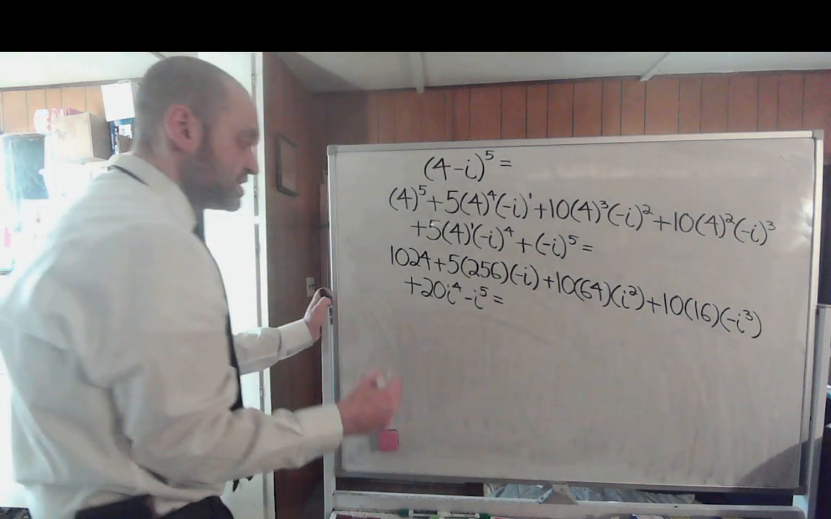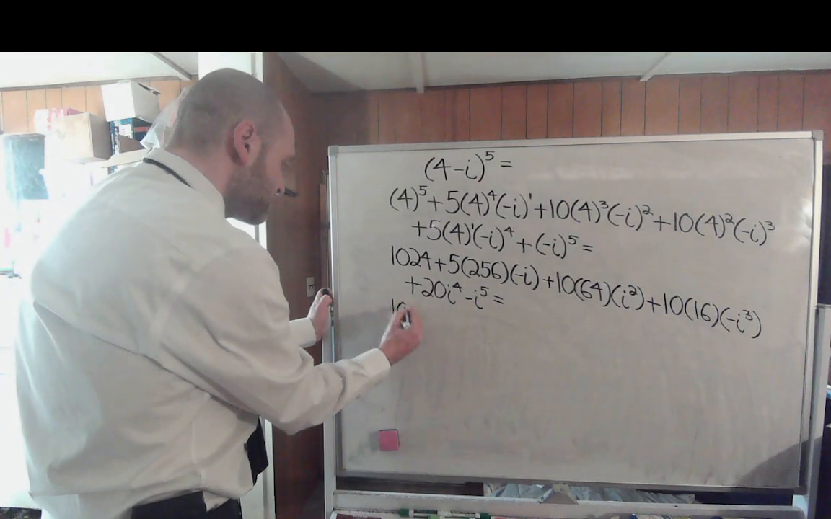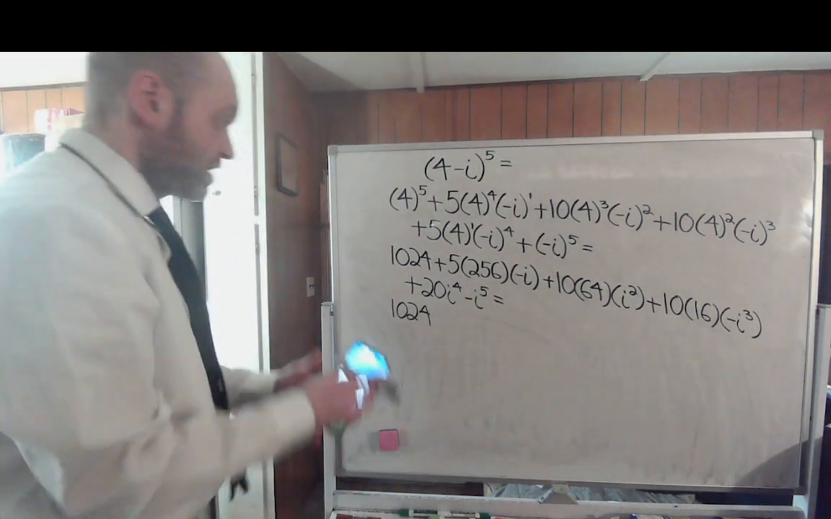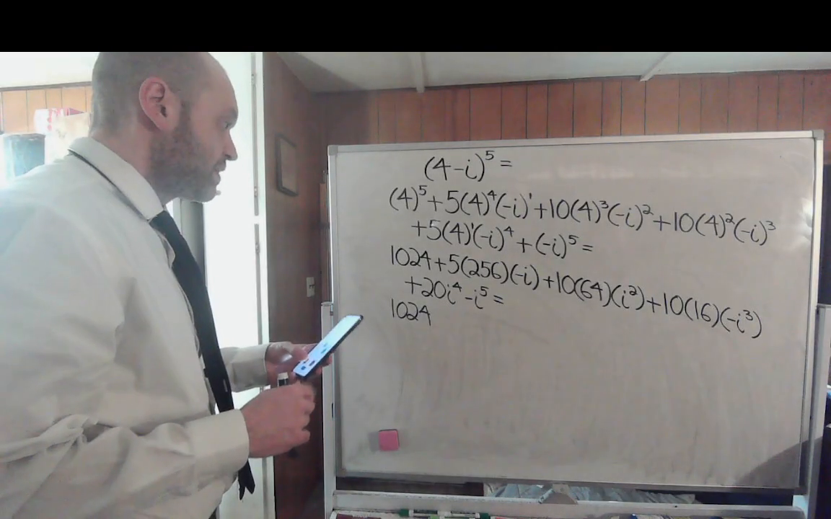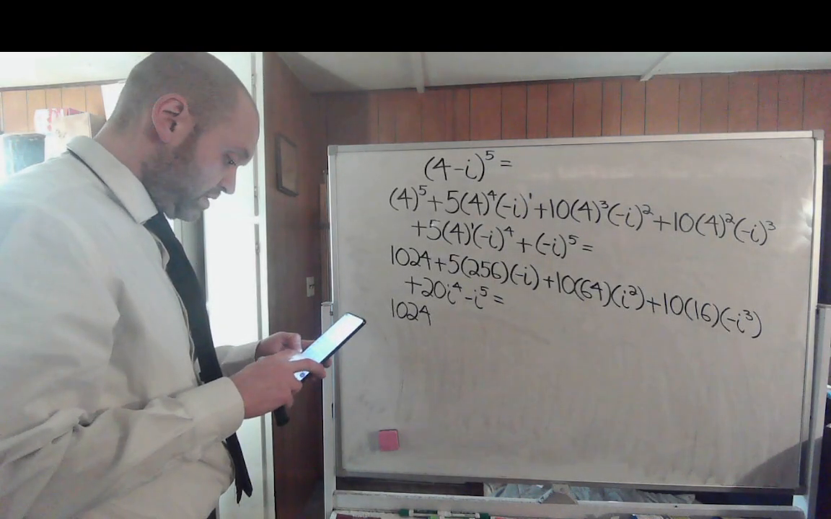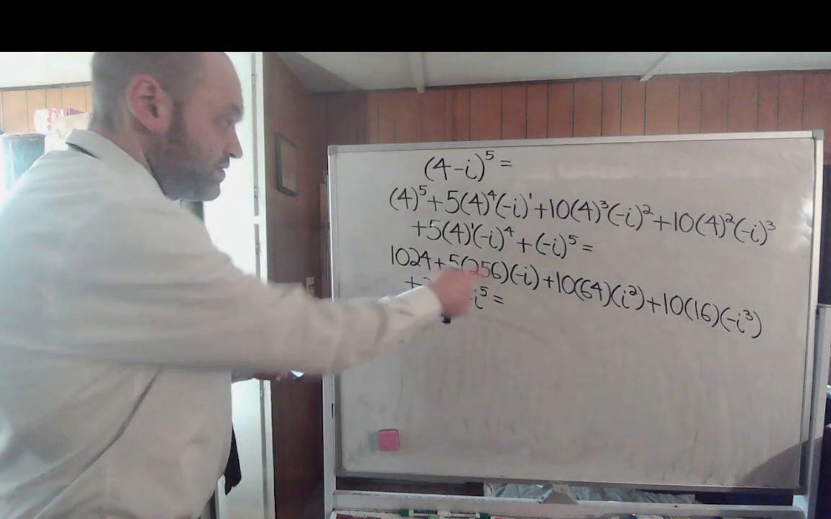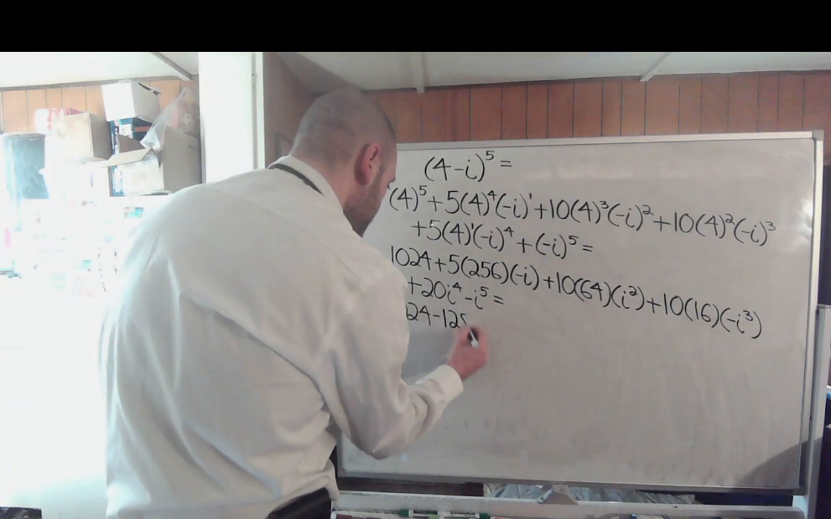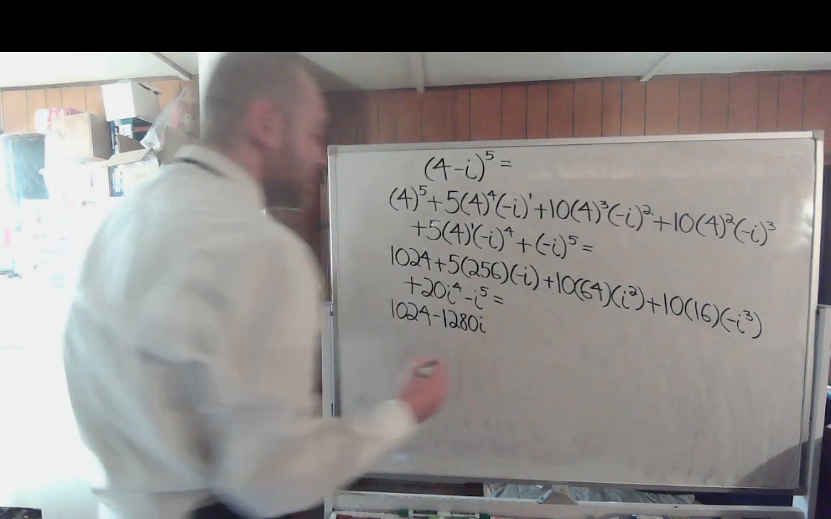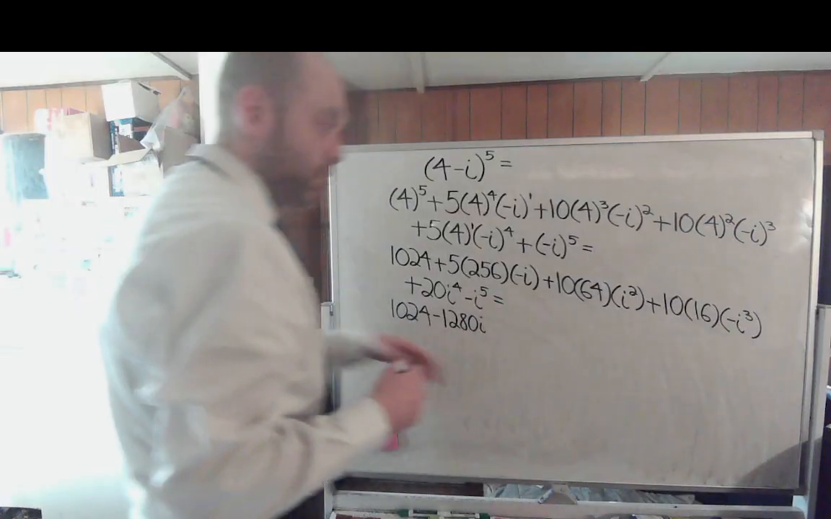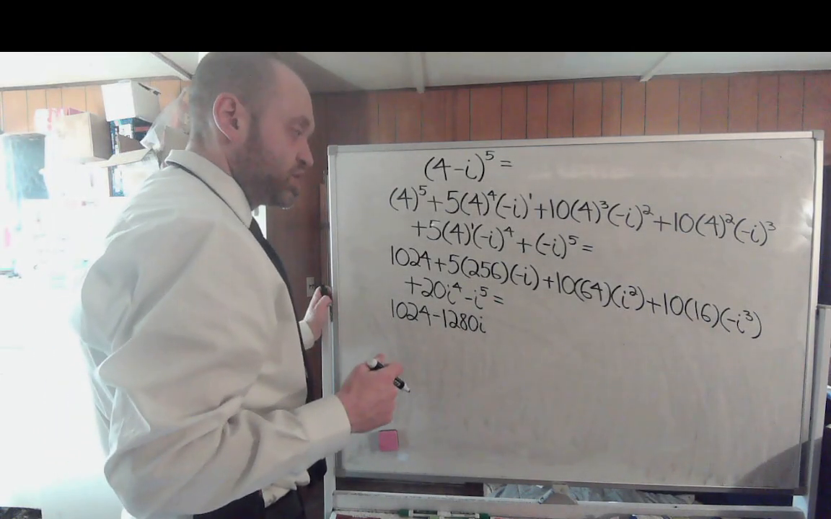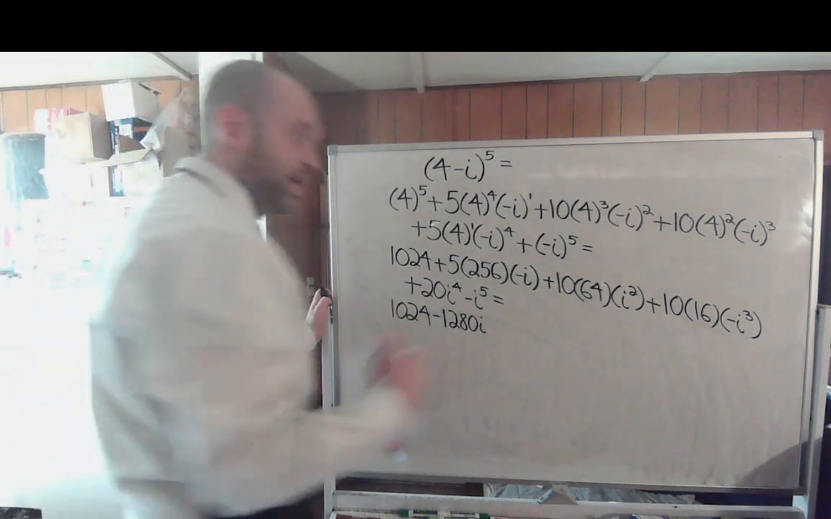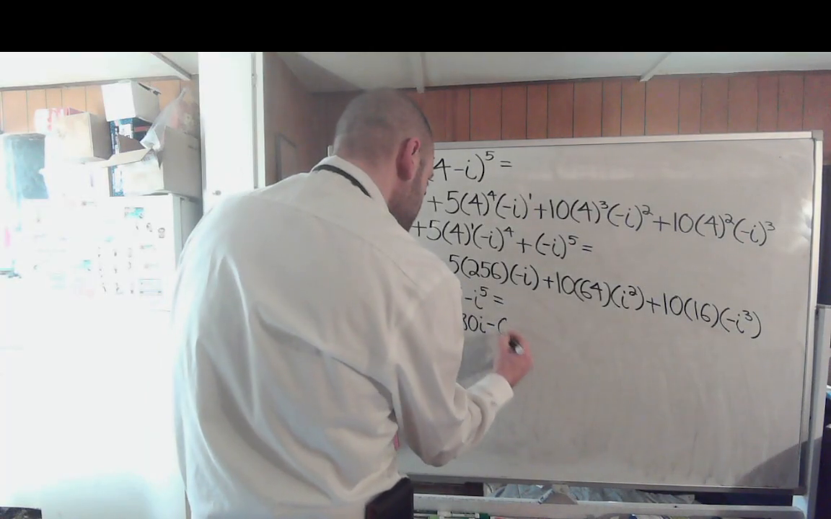And we can simplify this further. So you'll still have 1024. Now, let's figure out 256 times 5, and then you have times a negative 1, that'd be minus 1280i. Now you have 10 times 64, which is going to be 640, but what's i squared? i squared is negative 1, so you would actually have this minus 640.